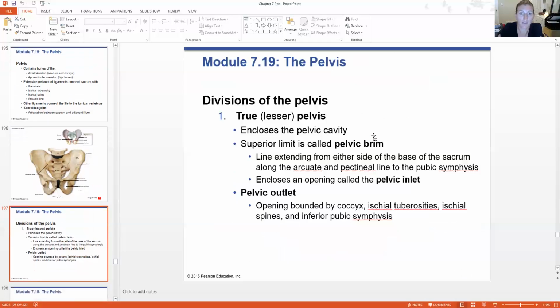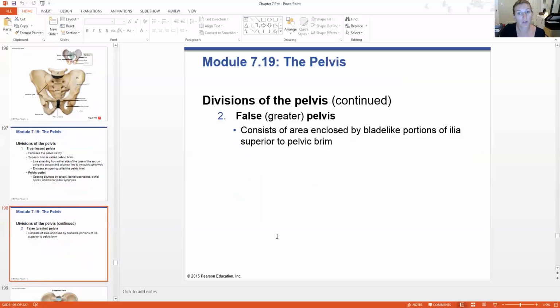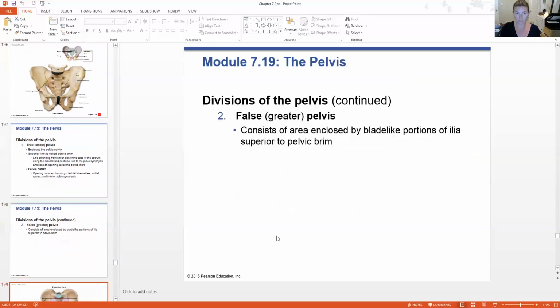Let's talk about the divisions of the pelvis. So you have the true pelvis or the lesser pelvis. This is enclosing the pelvic cavity, and the pelvic outlet, which is kind of the hole at the bottom. This is bound by the coccyx, the ischial tuberosities, the ischial spines, and the inferior pubic symphysis. The greater pelvis is the blade-like portions of the ilia at the superior pelvic brim. So this is the top part. The lesser is the bottom part.